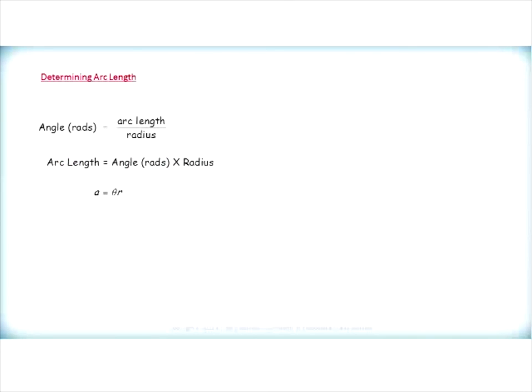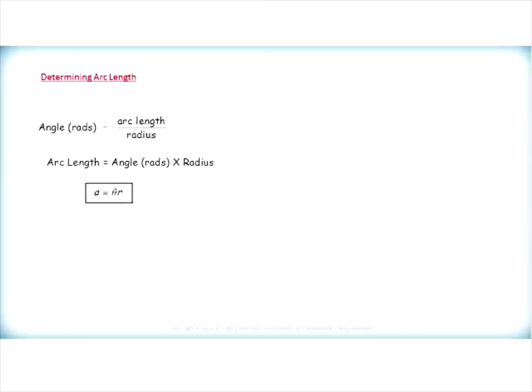Okay, moving right along, we're going to have a look at arc length now. Earlier you learned the formula that an angle measured in radians is equal to the arc length divided by the radius. If we simply manipulate that formula, we'll get arc length by cross multiplying. Arc length is equal to the angle in radians times the radius. In a simpler version, A is equal to theta times R.